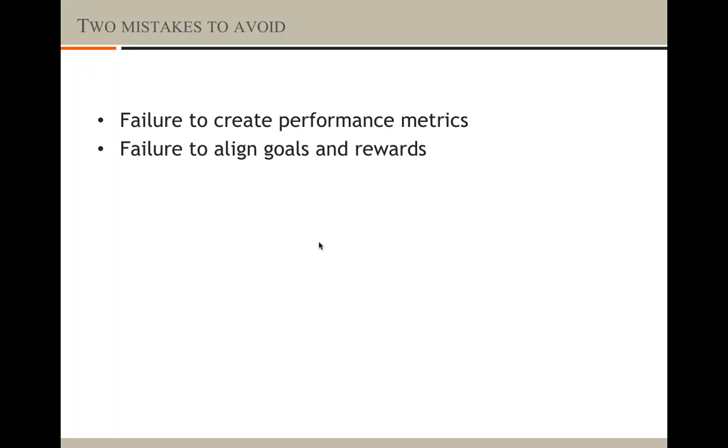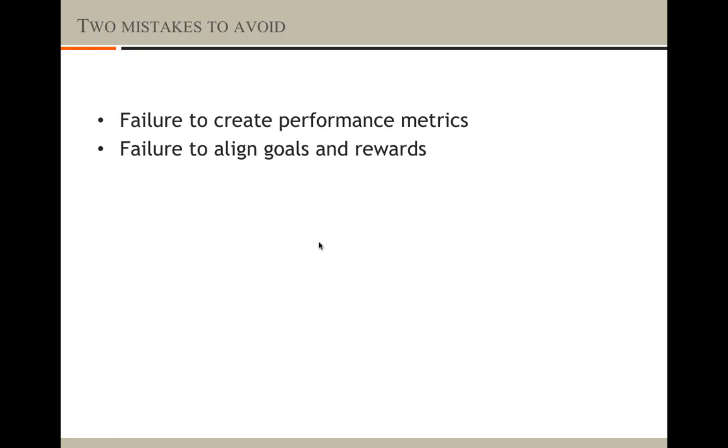So performance metrics should also be very well defined. For example, for a salesperson, if he's able to onboard 10 new customers, so number of new customers acquired, this is one of the performance metrics that could be used to define the performance for that salesperson.